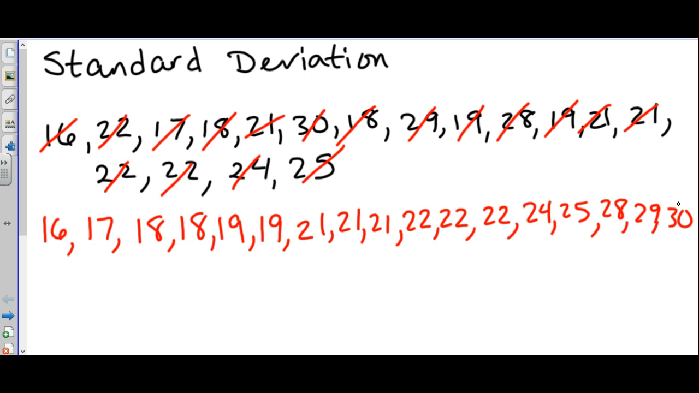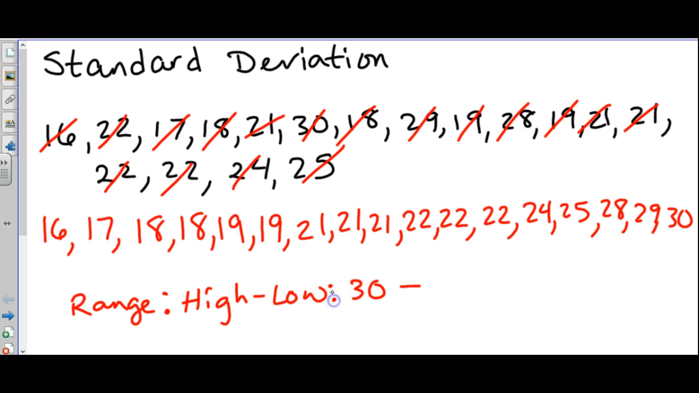The range itself is fairly easy. Range is just the highest minus the lowest. So the highest number in this data is 30. The lowest is 16. 30 minus 16 is 14. So that is our range of our data.